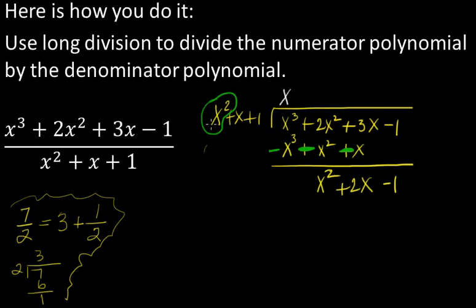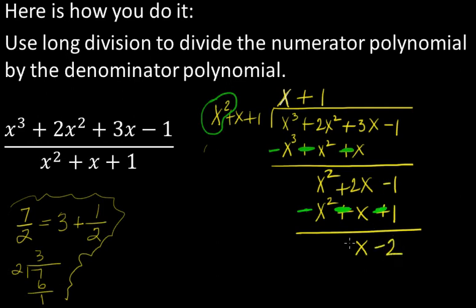Now I divide again. X squared goes into x squared once, plus 1. And I multiply. 1 times x squared is x squared, plus 1 times x is x, plus 1. And again, I'm going to subtract. Go over here, and again, I will change the sign. If it was a minus, I change it to a plus, and then add. So the x squareds go away, they cancel, and I have 2x minus x is x, and minus 1 is minus 2.